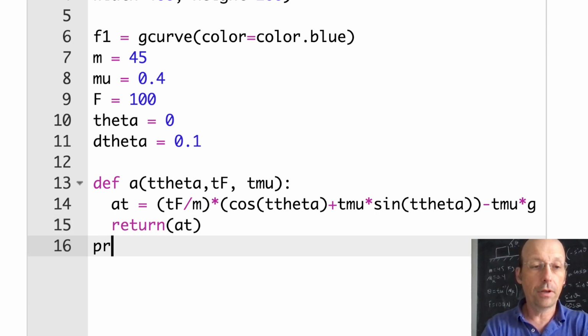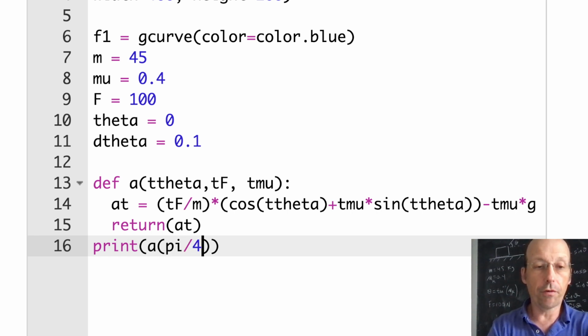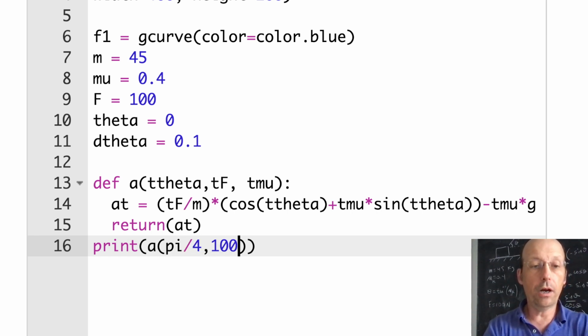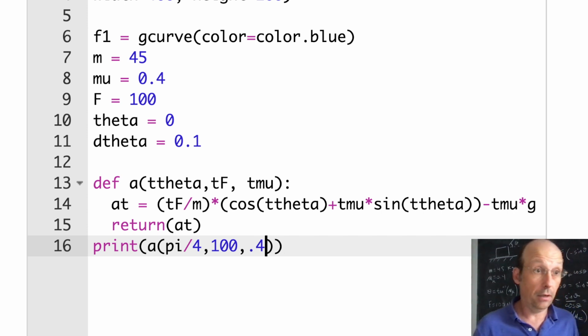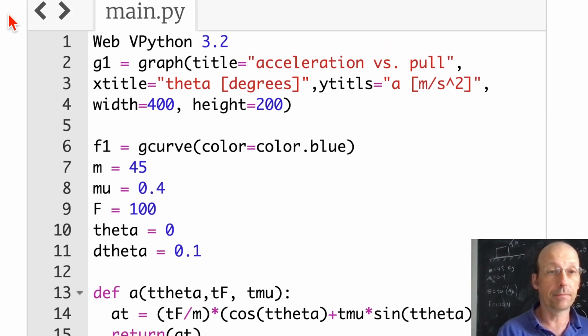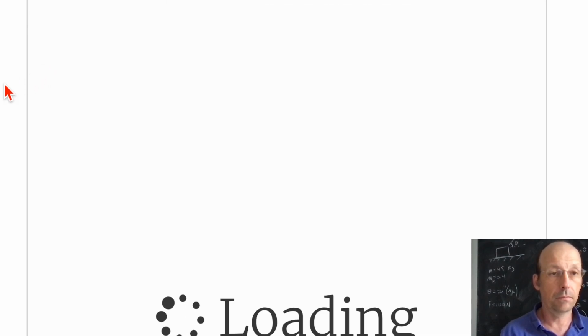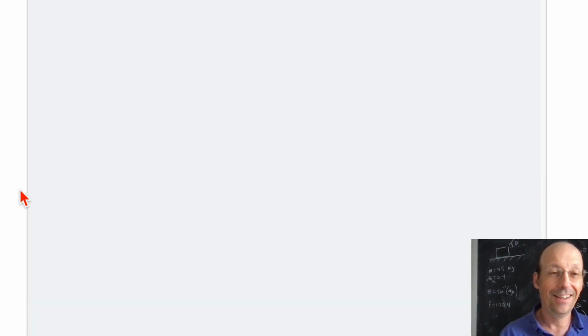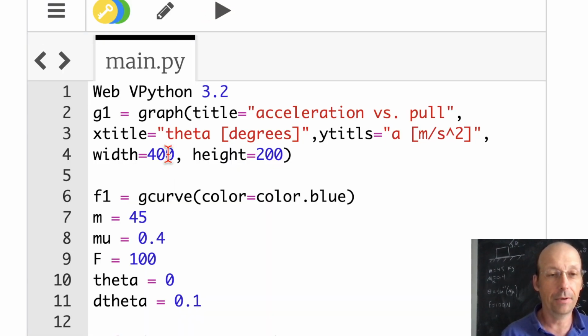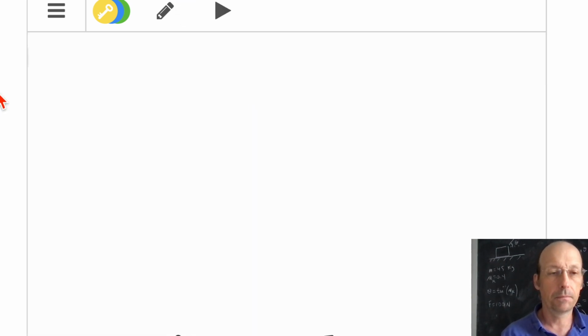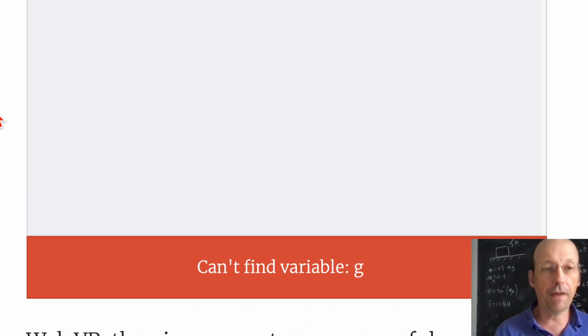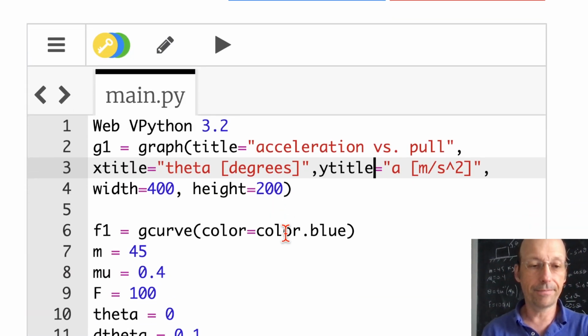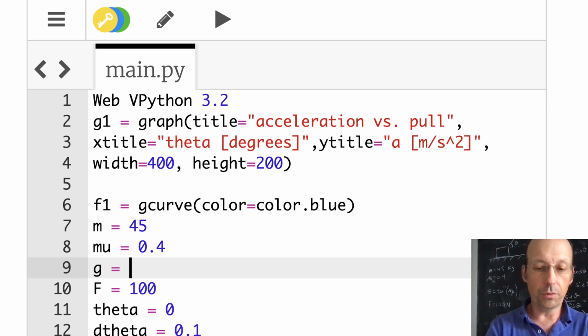So let's just see if it works. Print a of, let's say, pi over 4 for my angle, 100, 0.4. Let's just see if it works, right? If it doesn't work, then we need to do something. And it didn't work. Okay. That's a funny reason to not work, because I can't type. Another error. Can't find G. Didn't put it in there. G equals 9.8.